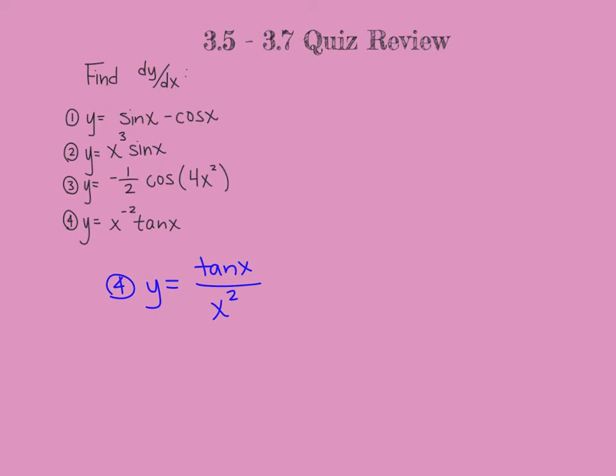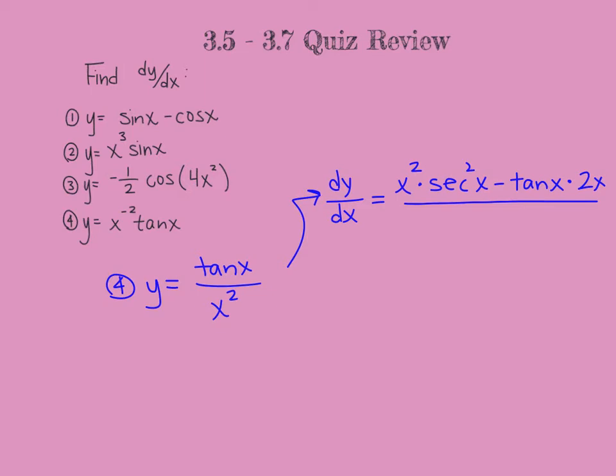So we have our quotient, and both the numerator and the denominator have x in it, so we do need to use the quotient rule. So we'll work up here. The quotient rule says that to take the derivative of a quotient, we do low times the derivative of the high. The derivative of tangent is secant squared, and it's just x, so no chain rule necessary. So low d high minus high times d low. The derivative of the denominator is 2x, all over low squared, so x squared squared.